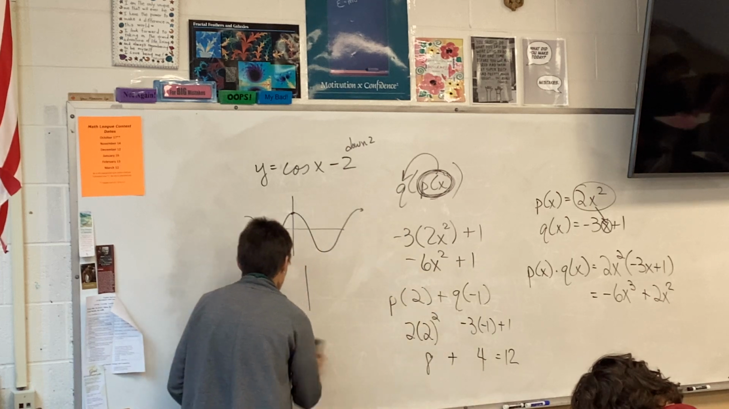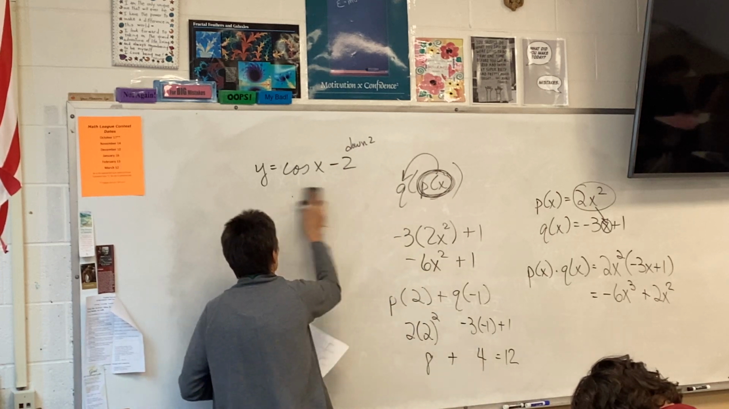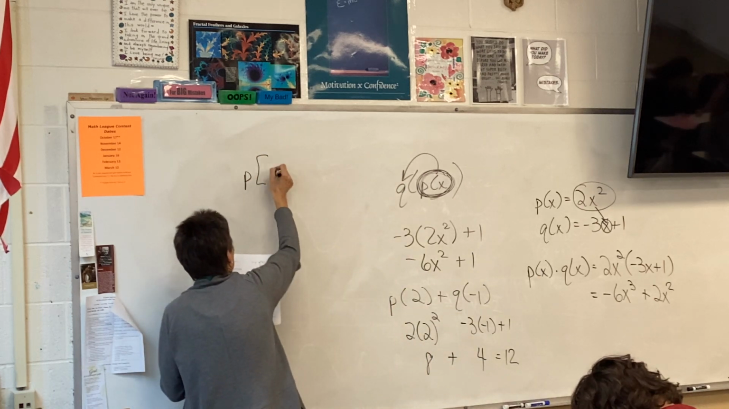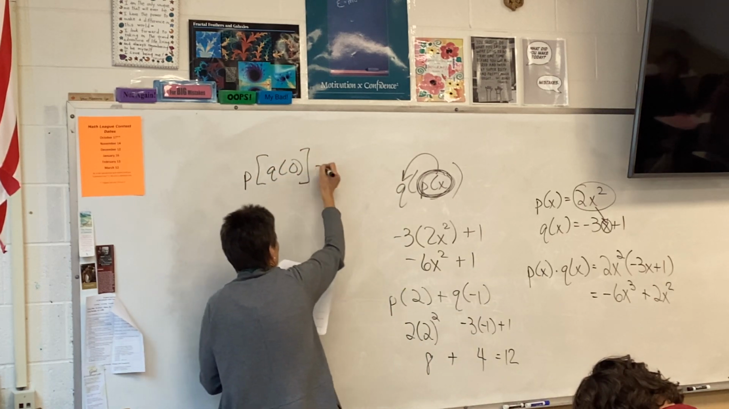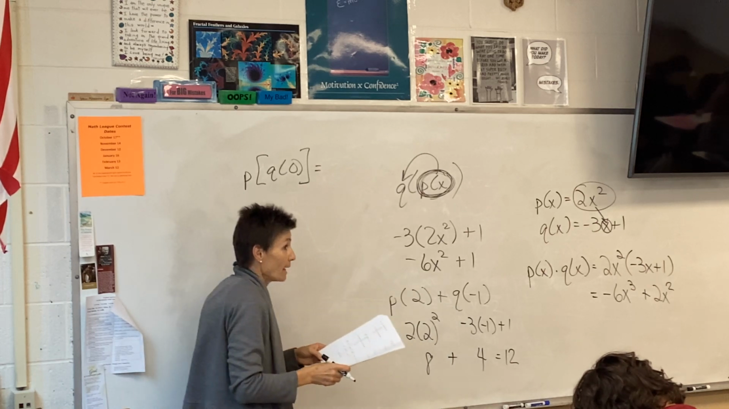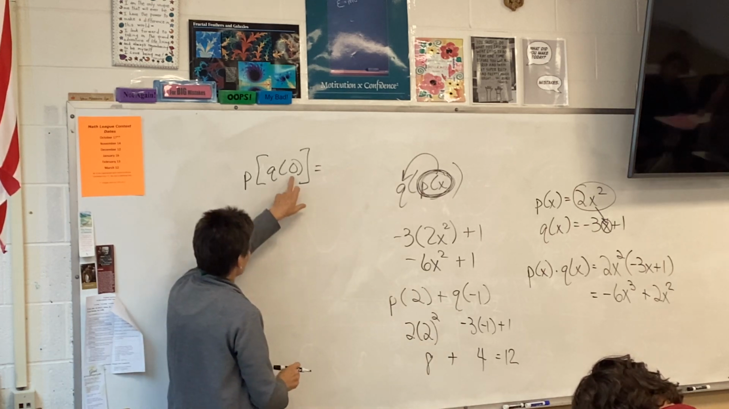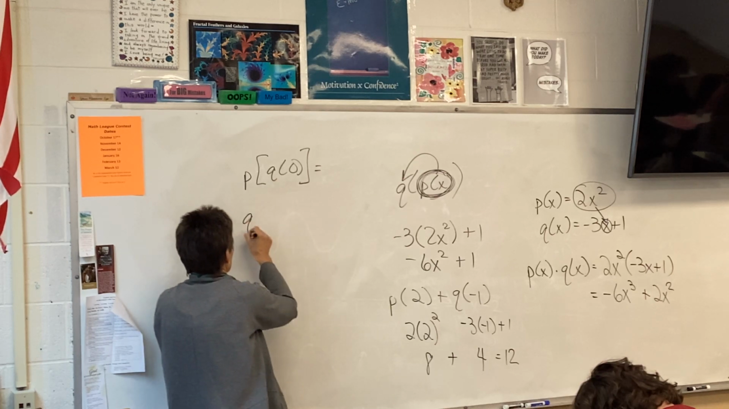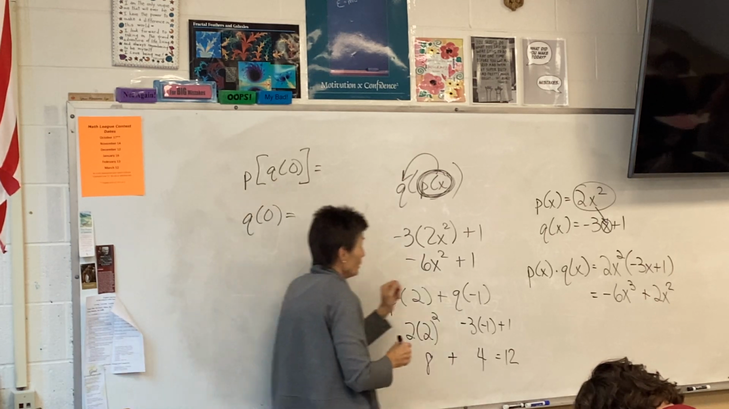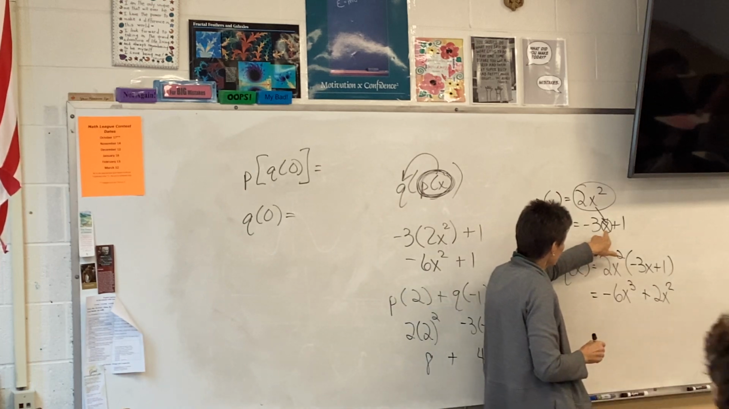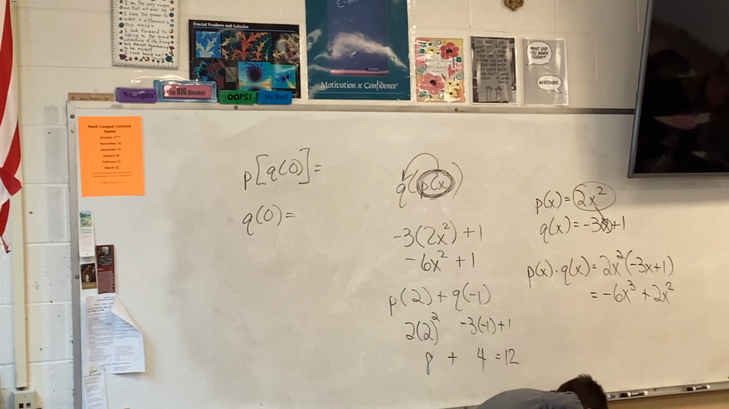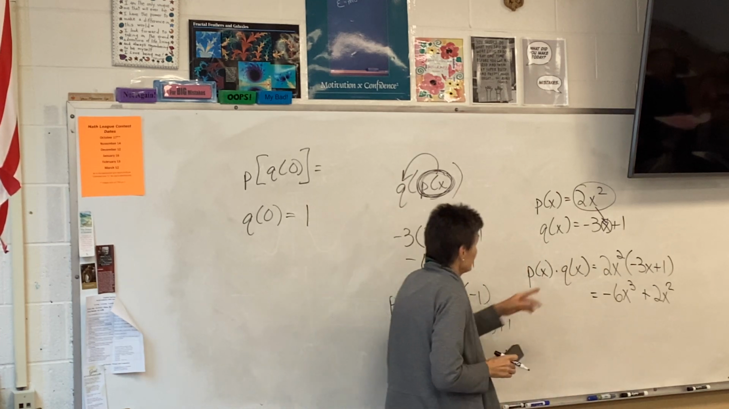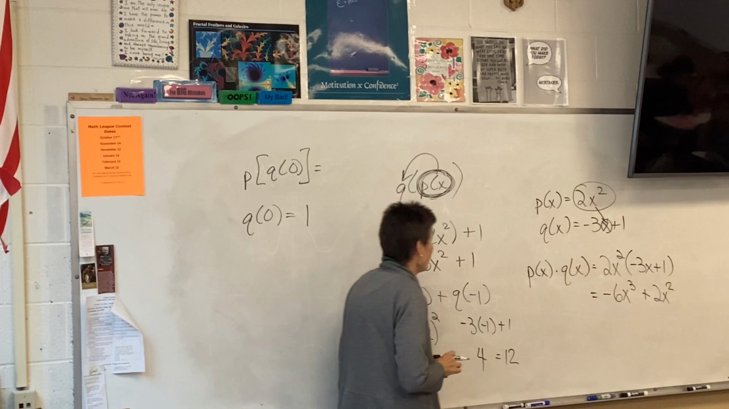Last one, this section. What is P of Q of 0? Okay, what do we do first? 0 into Q. So Q of 0. So put a 0 right here. What do we get? 0. And then add 1. 1. So we get 1. -3 times 0 plus 1.